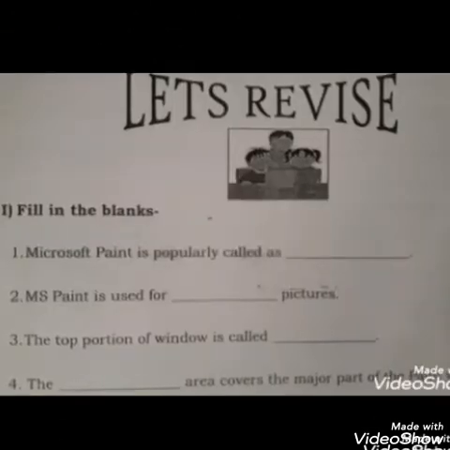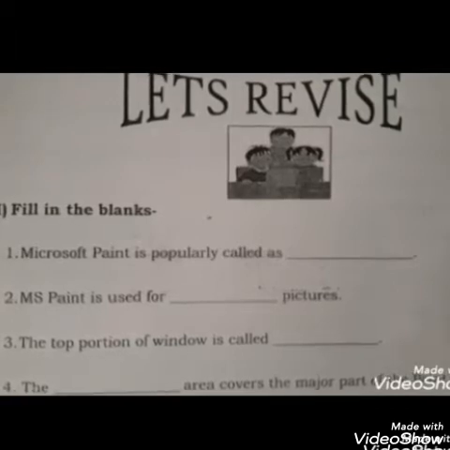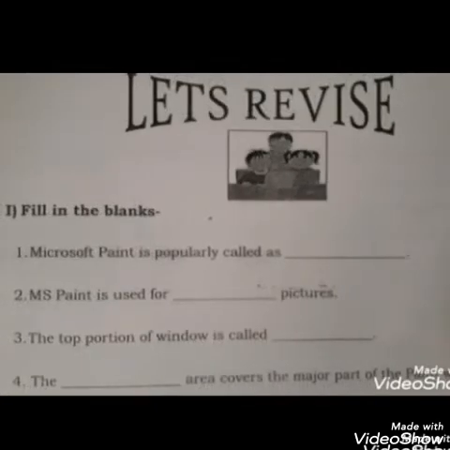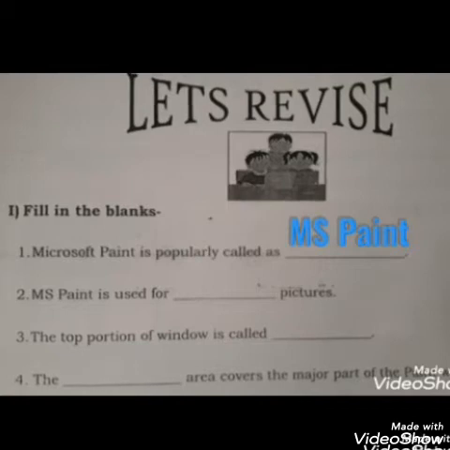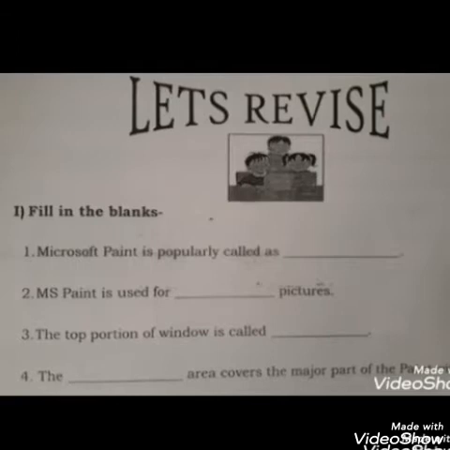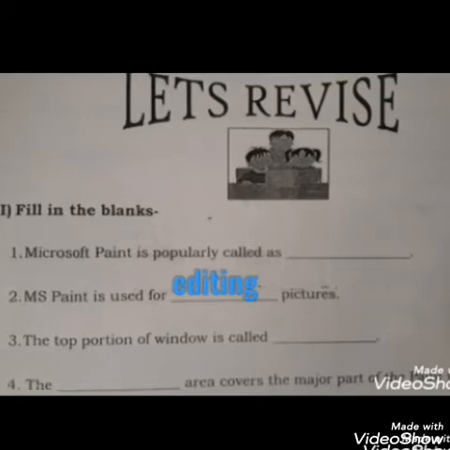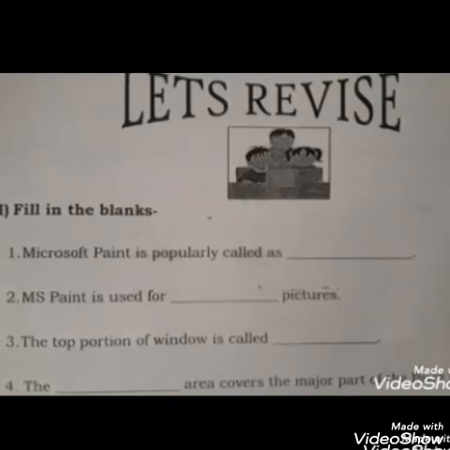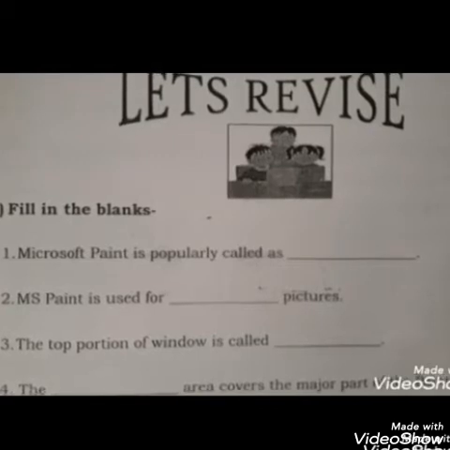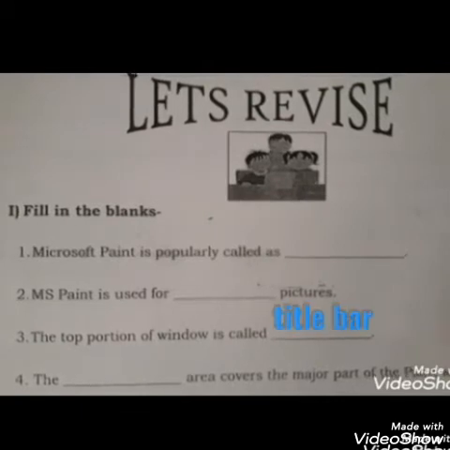Okay children, now let us start with the writing part in page number 23. We will start with fill in the blanks. The first one is Microsoft Paint is popularly called as MS Paint. Now next one, MS Paint is used for editing pictures. You can also write drawing or coloring. Both are correct. The top portion of the window is called title bar.